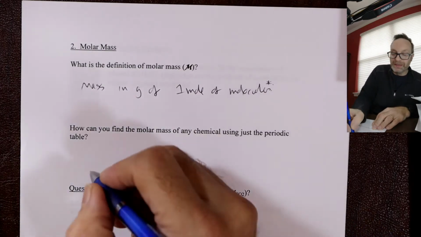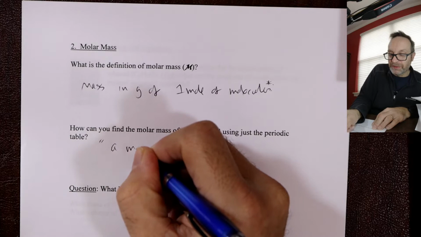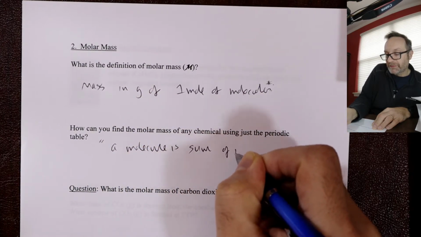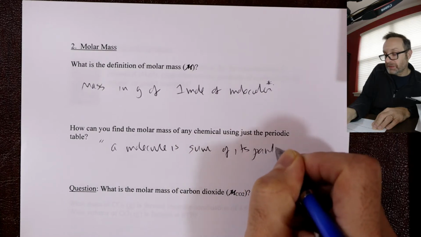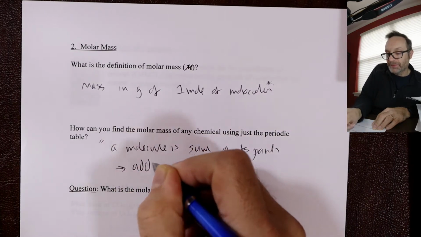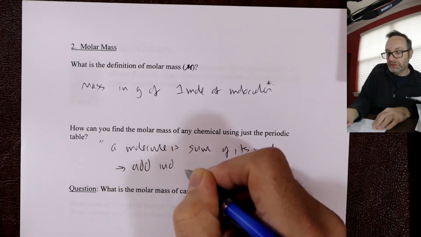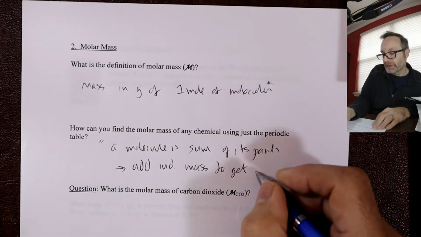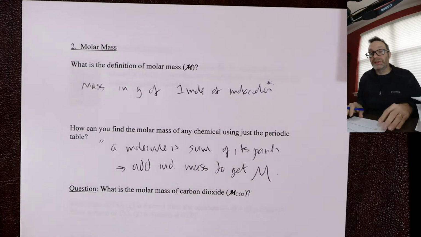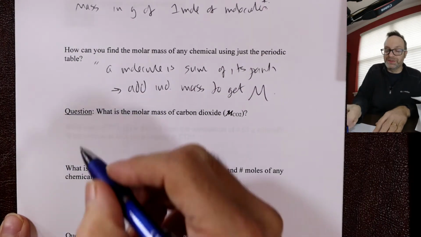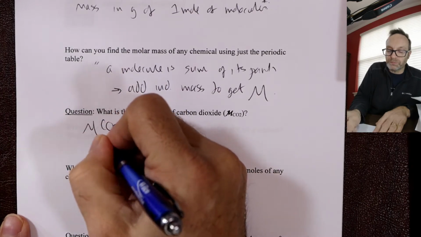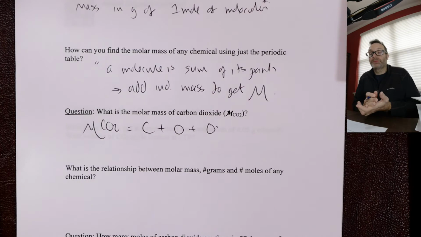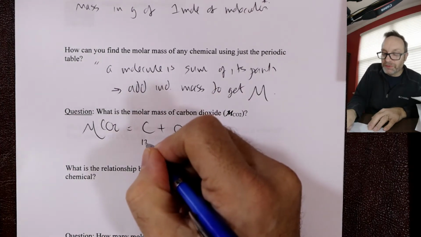Use the periodic table. I like to use the phrase a molecule is the sum of its parts. Therefore, add individual masses to get molecular weight. So we do a worked example right now. So what's the molecular weight of CO2? It's C plus O, right? So what's the weight of carbon in the periodic table?